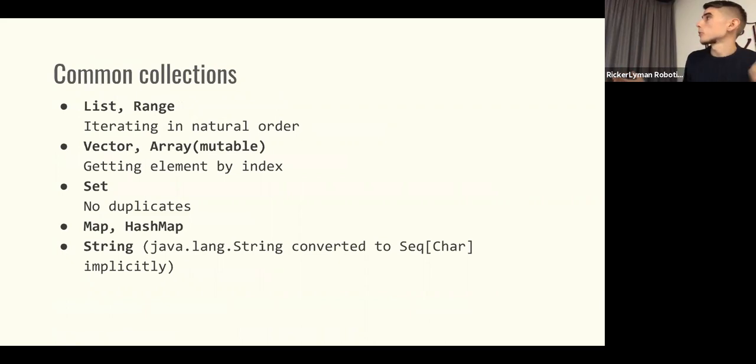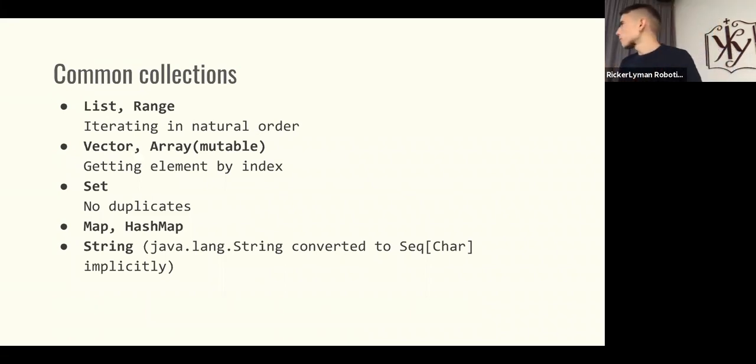And these are just common collections you may use usually. List we used a lot. Range is when you write 1 to 10. This is the builder for ranges. There is a vector and array for indexed sequences, sets, maps, hash maps, and string is actually converted to a sequence of char whenever you need it, but usually it is just a Java lang string. So a string in Scala is treated like a collection of characters.